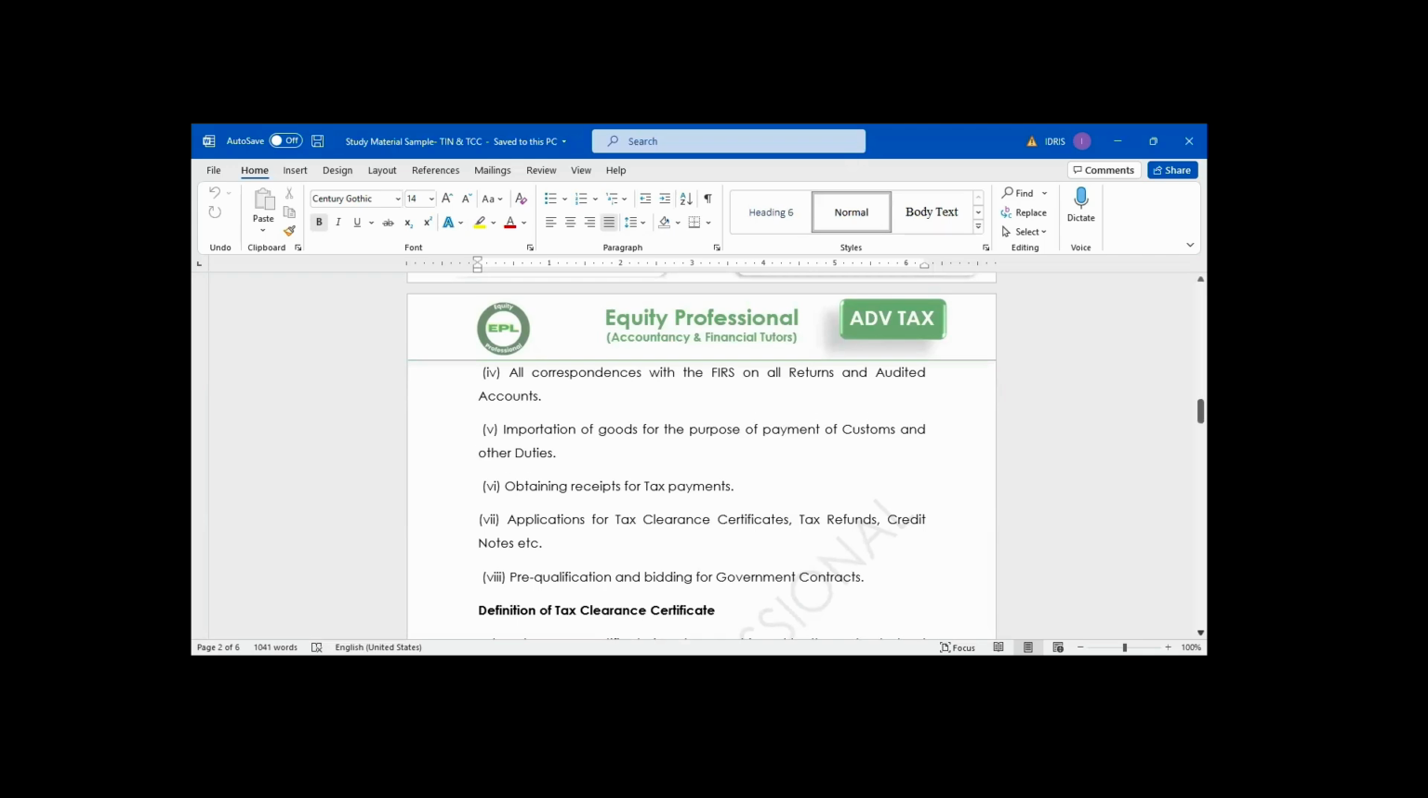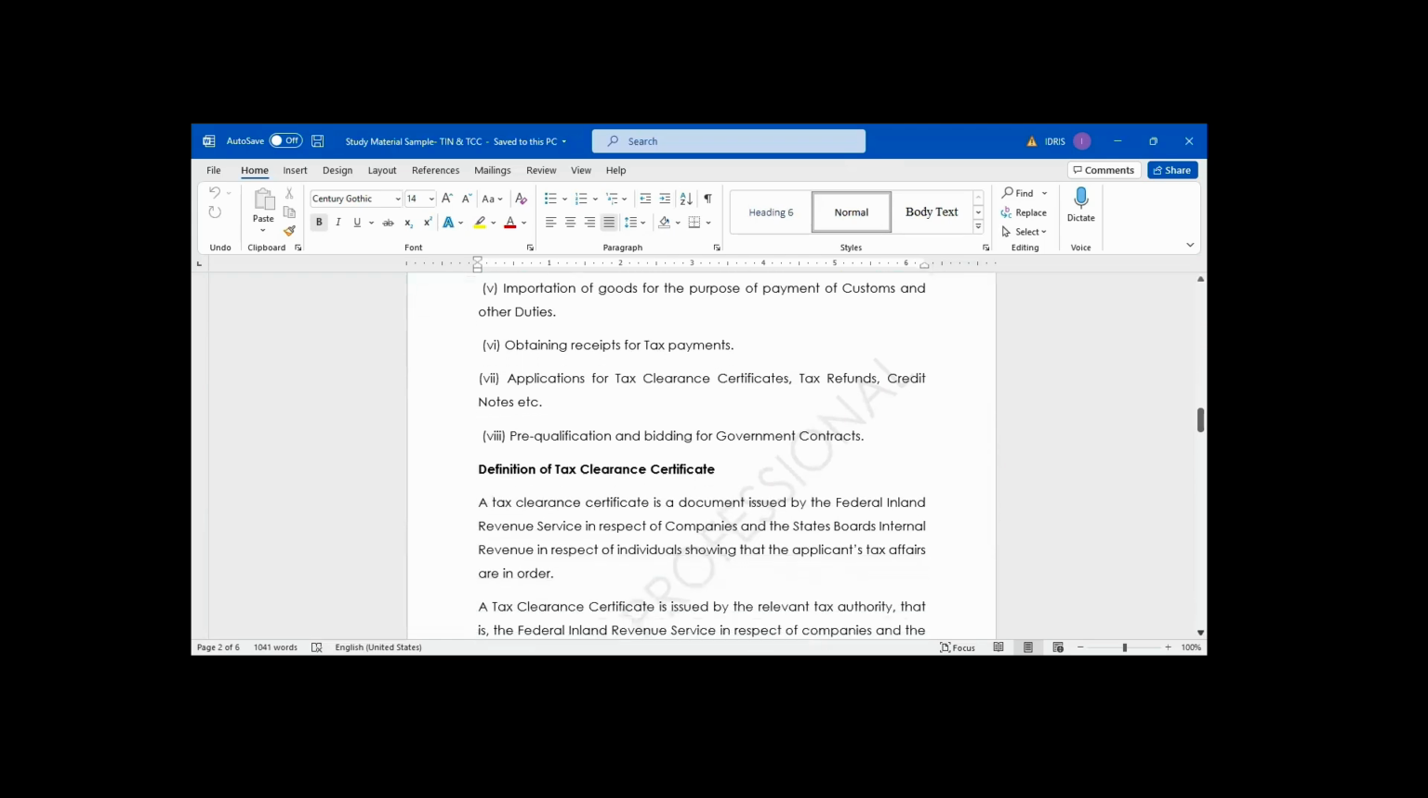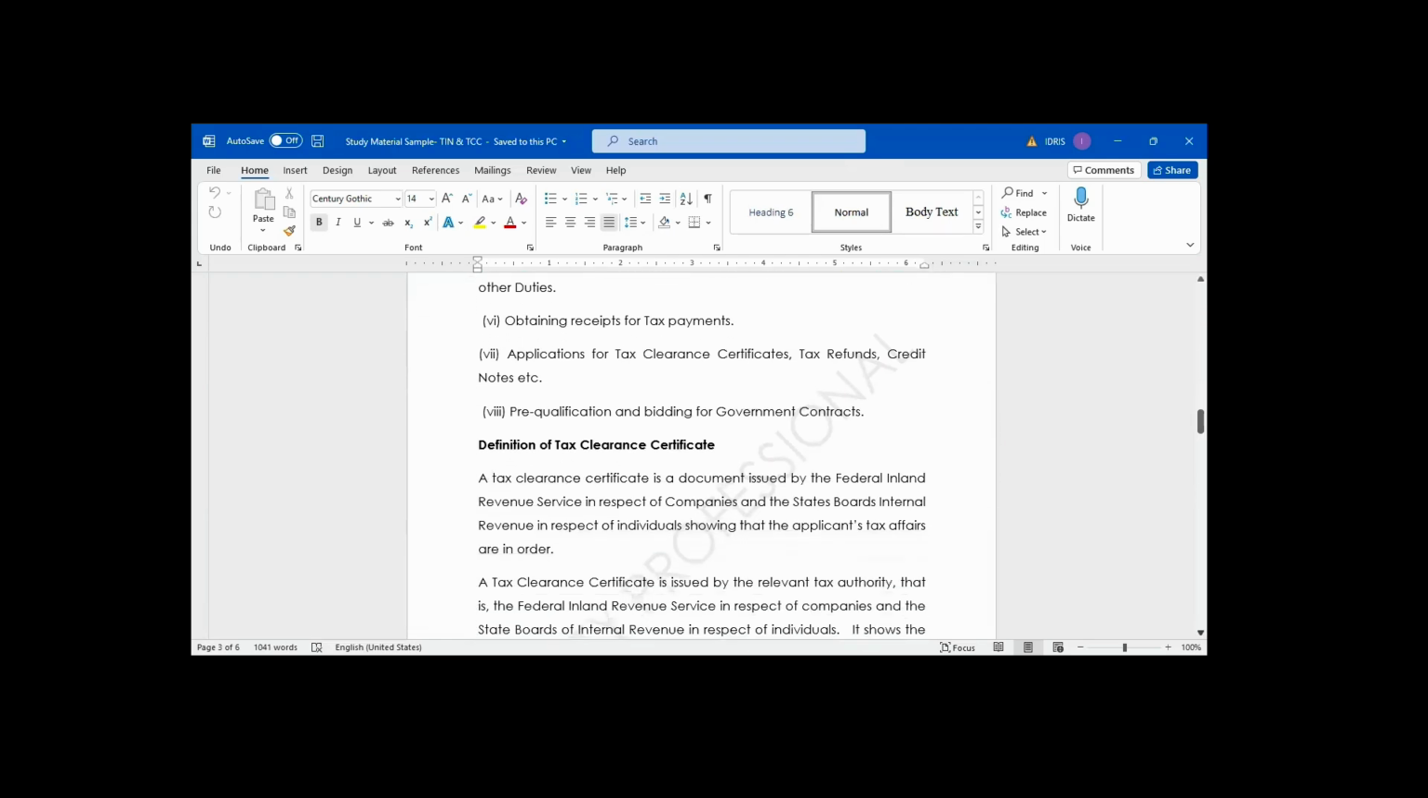Let's look at tax clearance certificates. What is a tax clearance certificate? A tax clearance certificate is a document issued by who? By the tax authority. That tax authority can be the Federal Inland Revenue Service in respect of companies, or the State Board of Internal Revenue Service in respect of individuals, showing the applicant's tax affairs.